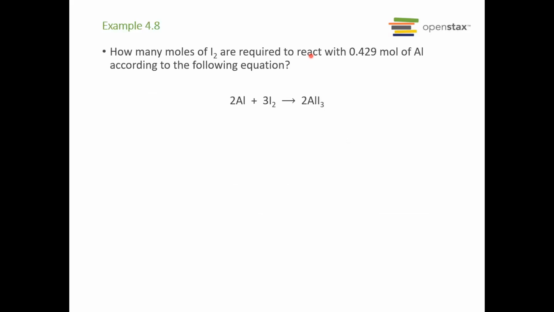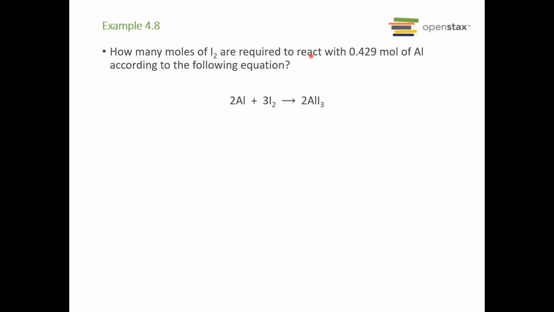So if we look at an example where all we're doing is that mole to mole conversion, we've got the equation 2 aluminum plus 3 iodine gives us 2 moles of aluminum iodide. We want to figure out how many moles of iodine are going to be required to react with 0.429 moles of aluminum. So the iodine is what we're looking for. We know the aluminum, and we've got the balanced chemical equation. So we've got all of the pieces we need in order to make this conversion.